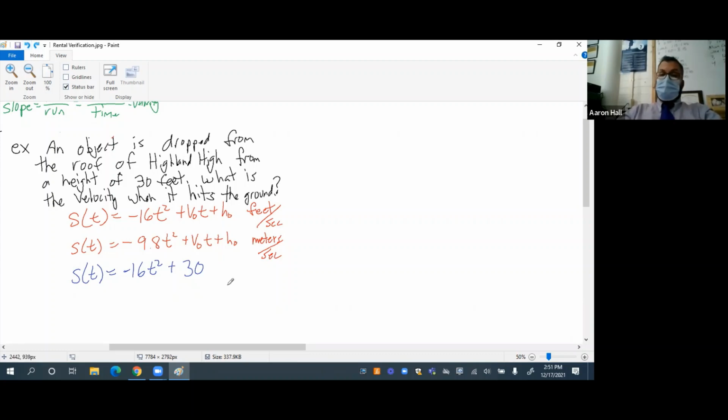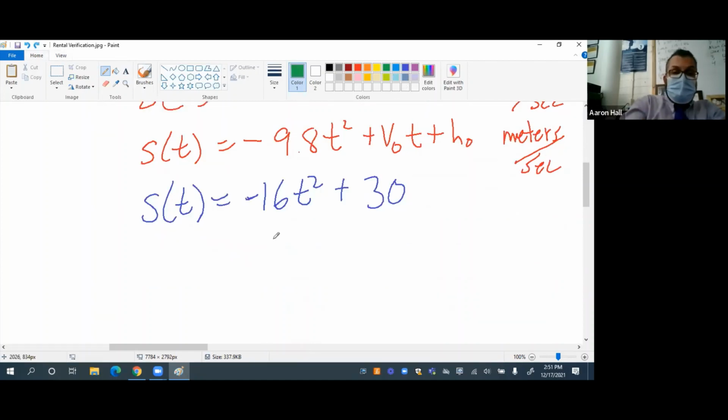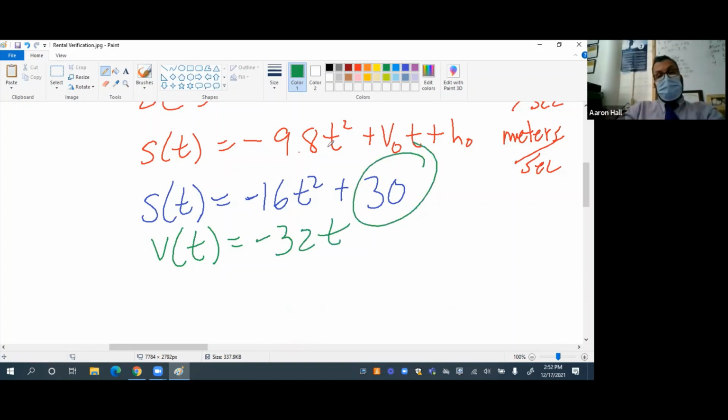So I'm looking for suggestions of how we can find the velocity when it hits the ground. Yeah, let's find the derivative. I think finding the derivative is a good idea because the derivative will change a position function into a velocity function. Okay, let's do that. So I have V of t equals what? Negative 32t, and what's the derivative of 30? 0, so that's gone.